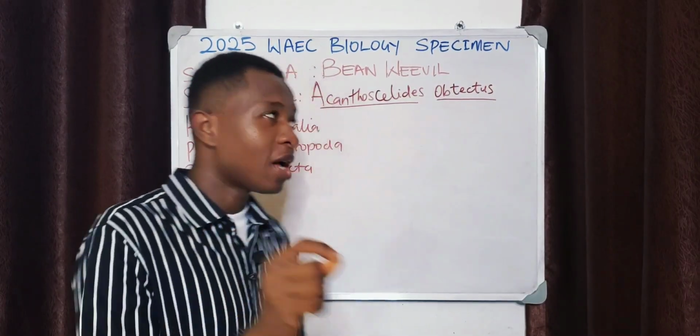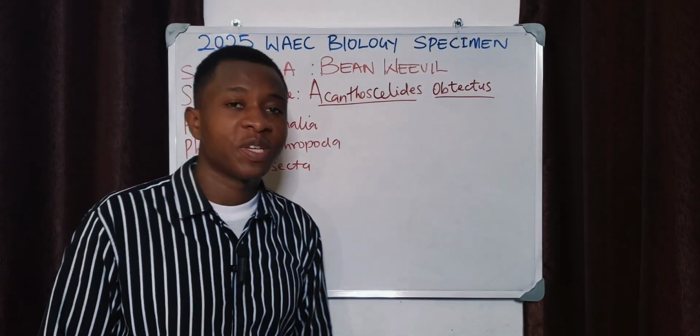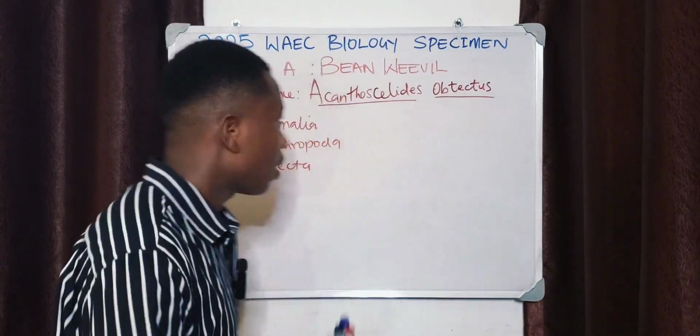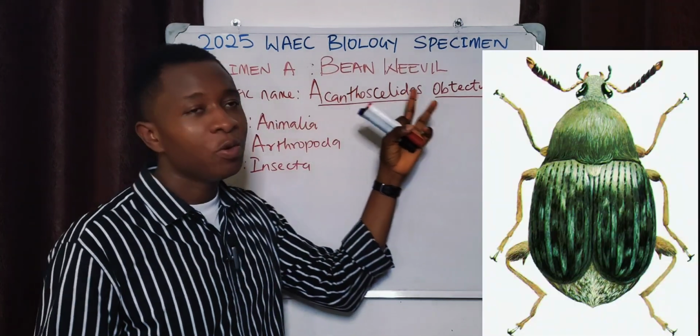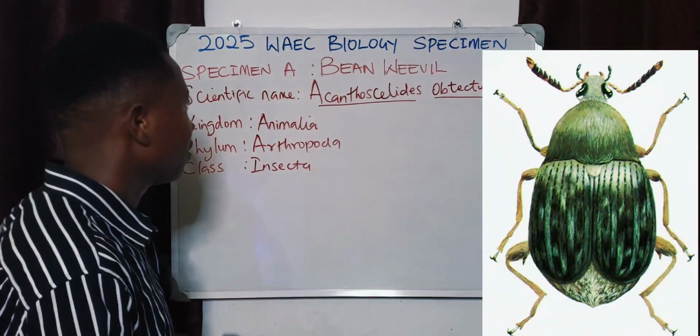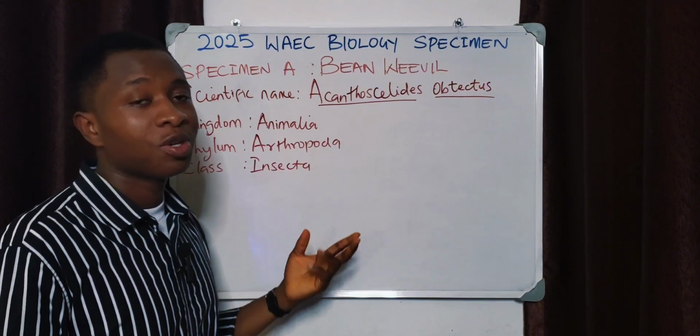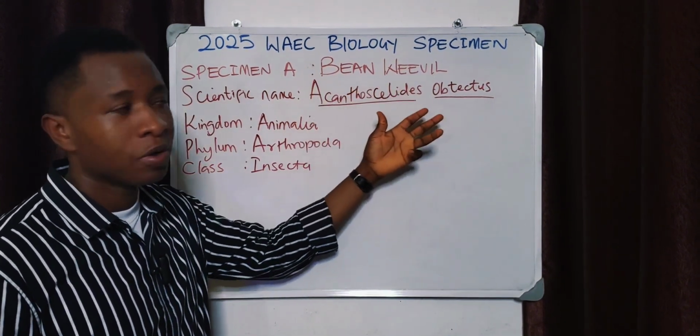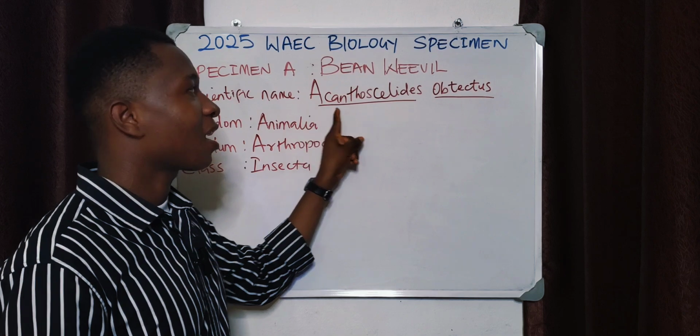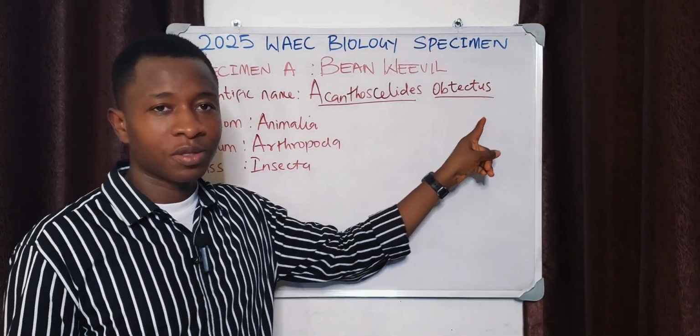Hello guys, so let's take a look at the 2025 WAEC biology specimen that has been released. Now, specimen A is bean weevil. The things you need to know about this specimen, number one, is the scientific name. What's the scientific name of bean weevil? The scientific name is Acanthoscelides obtectus.